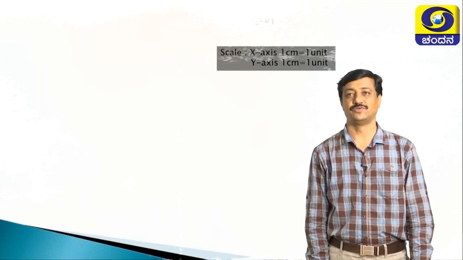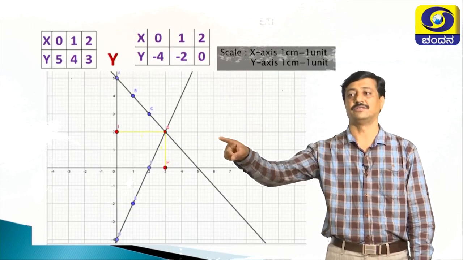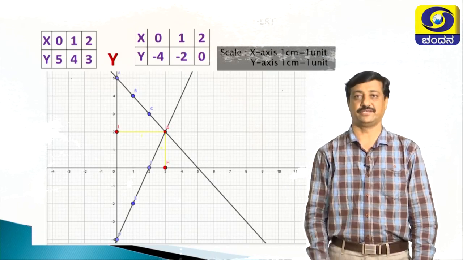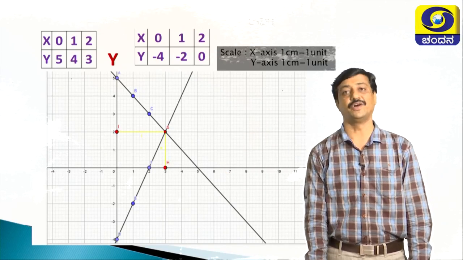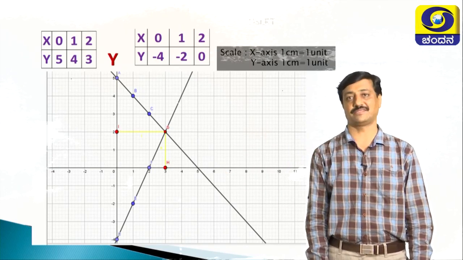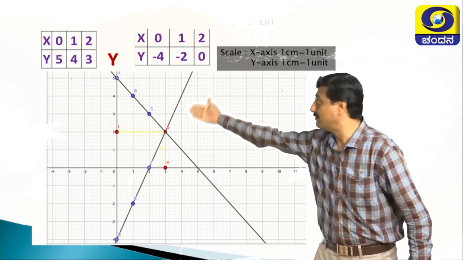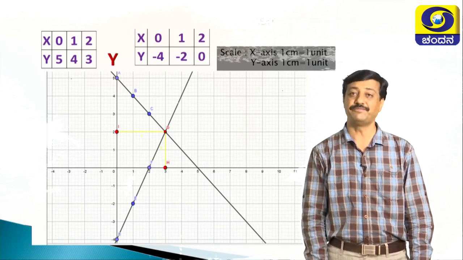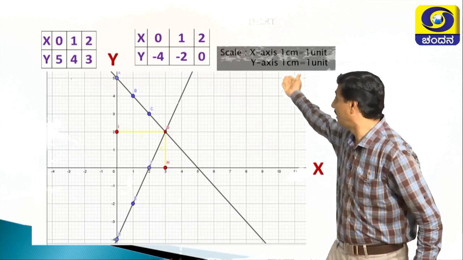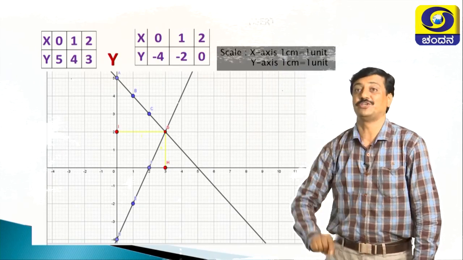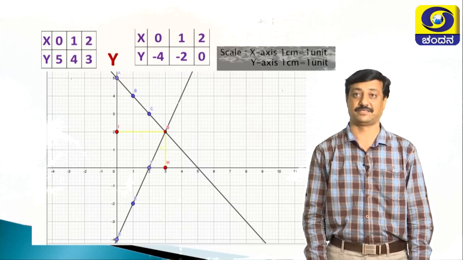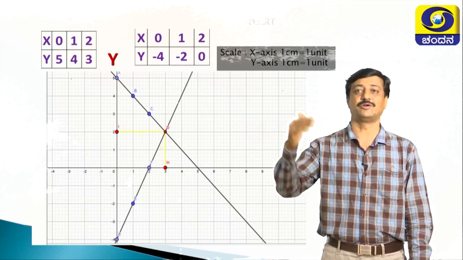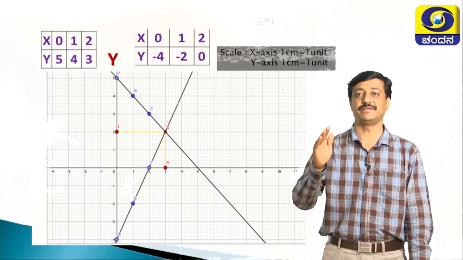Now you have to take a graph sheet and draw a horizontal line called x-axis and a vertical line called y-axis. The point of intersection of these two axes is called the origin. After drawing these two axes, we have to locate the points from the first table. The first point is 0, 5. Before that, you must write the scale. Scale is very important from the examination point of view. Otherwise, you will lose half marks. Usually we will take along x-axis 1 centimeter equal to 1 unit and along y-axis 1 centimeter equal to 1 unit.